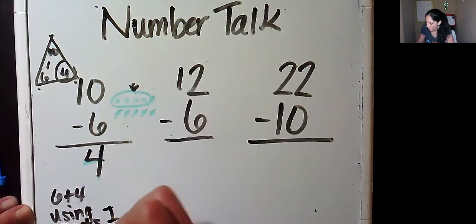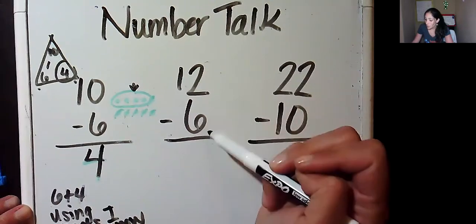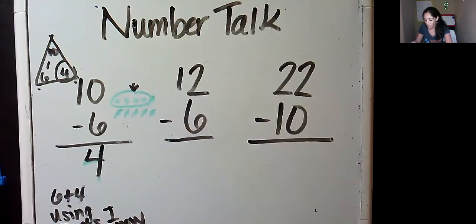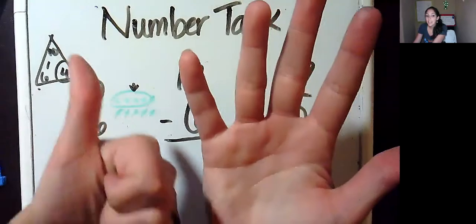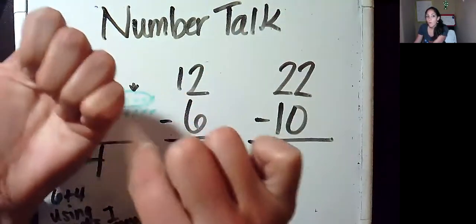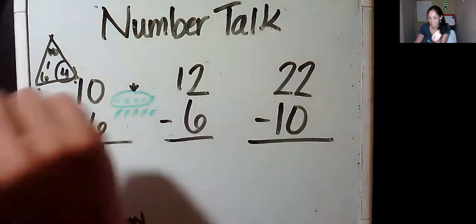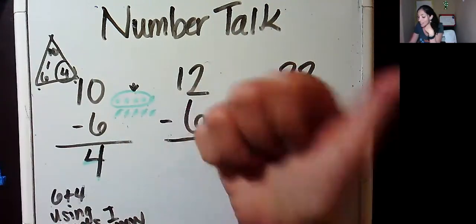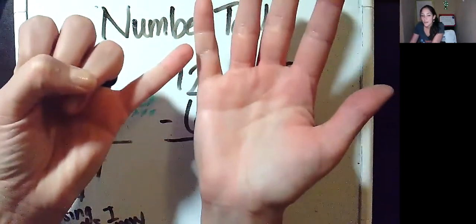Okay, moving on to 12 minus 6. Now 12 minus 6 could be a good one for counting backwards. If I put 12 in my head and I count back 6, that's 11, 10, 9, 8, 7, 6. Oh, sorry, I did not do that right. So start at 12, count back 6: 11, 10, 9, 8, 7, 6. There we go. Sorry, friends.